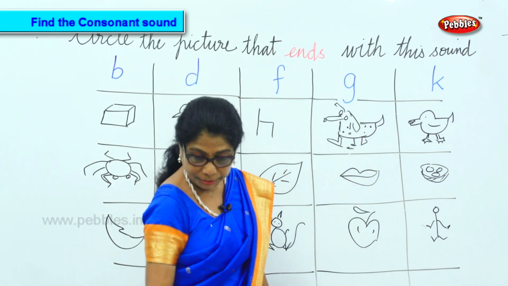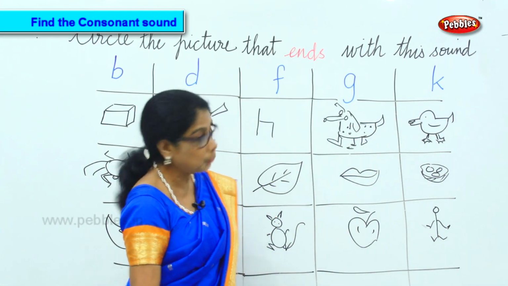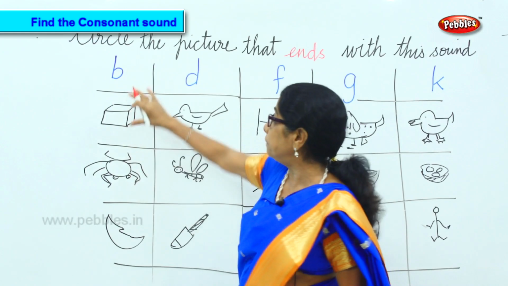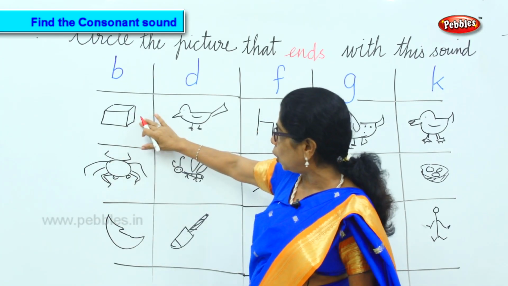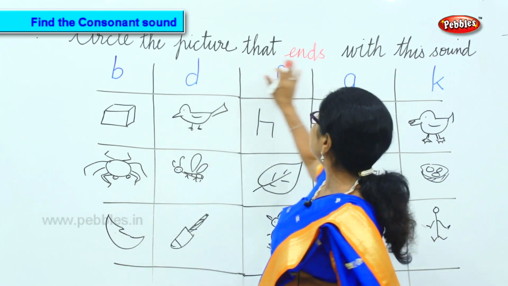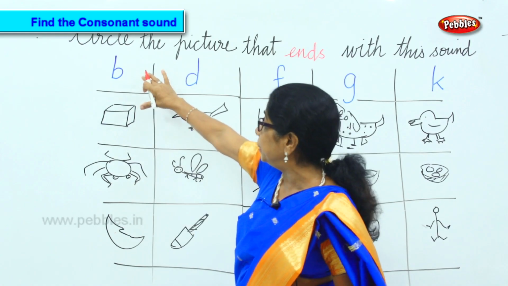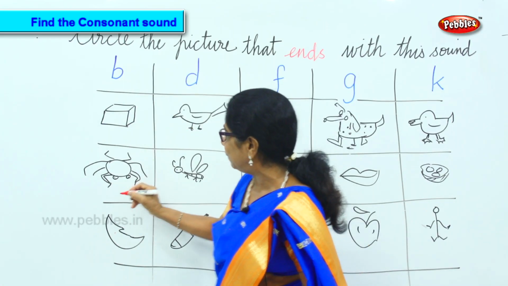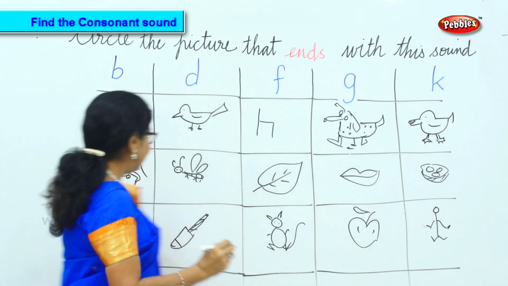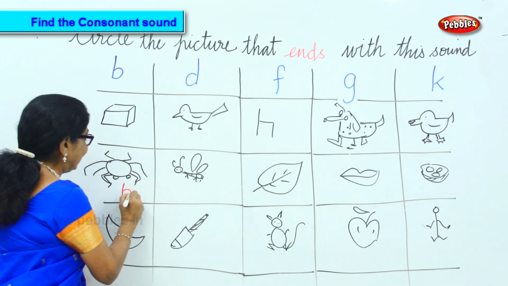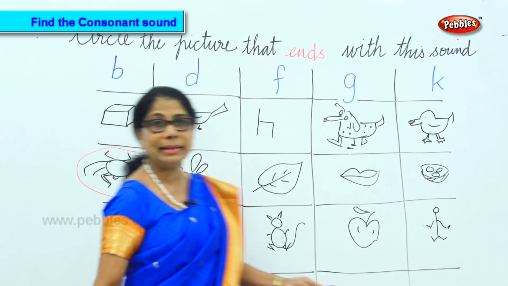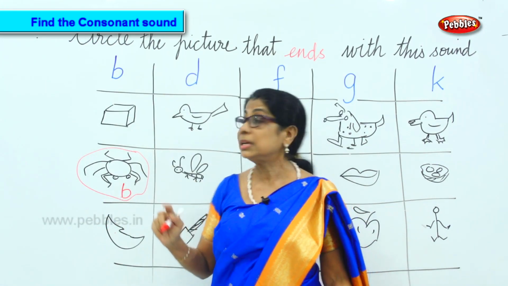Fine. Now look at the pictures. Look at the pictures we have here. The first one we have B, sound B, and then we have here box, then we have crab, and you have moon. So we must say the sound that ends B. So you have here crab, box, it begins, crab, it ends. So B, it ends with crab. C-R-A-B, crab.